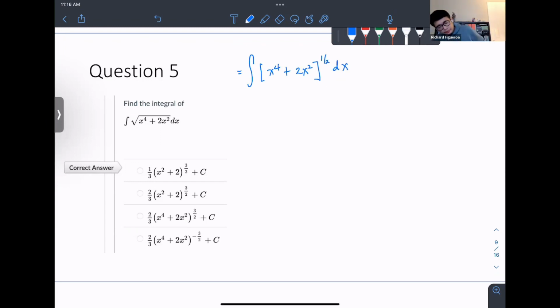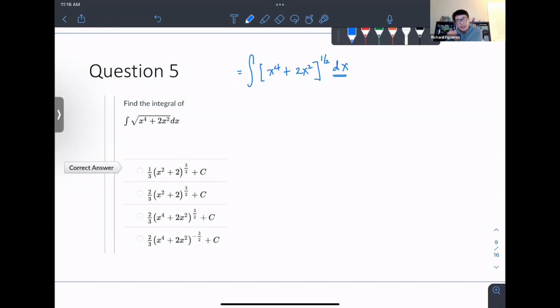So usually, if we have such a form, we use the power rule. If I'm going to use the power rule, it would suggest that our u would be x to the 4th plus 2x squared. But once we differentiate that, it becomes 4x cubed plus 4x, wherein we cannot get the dx there.